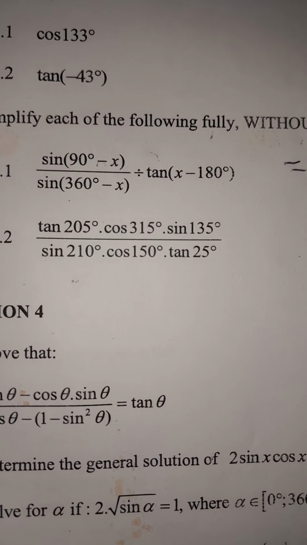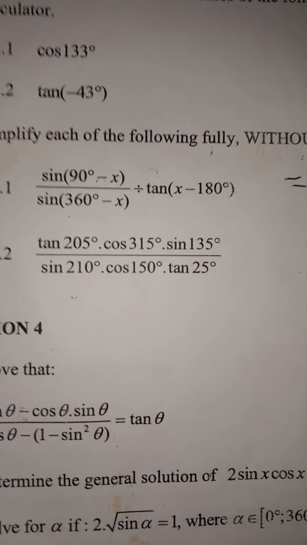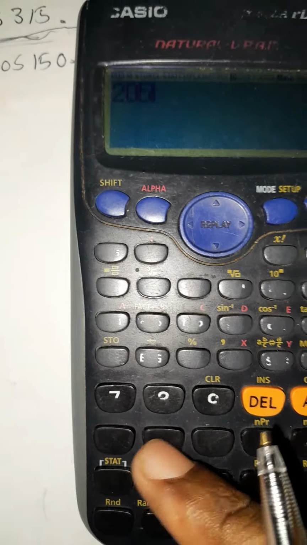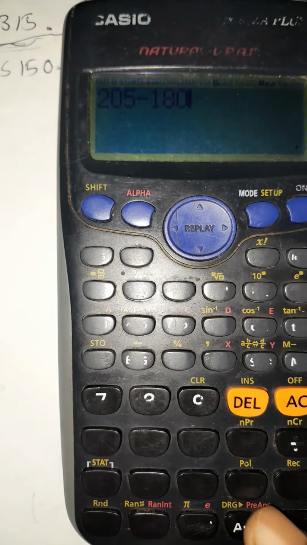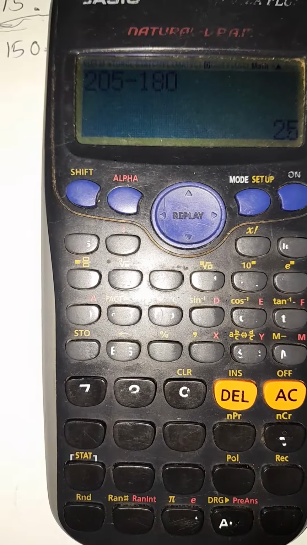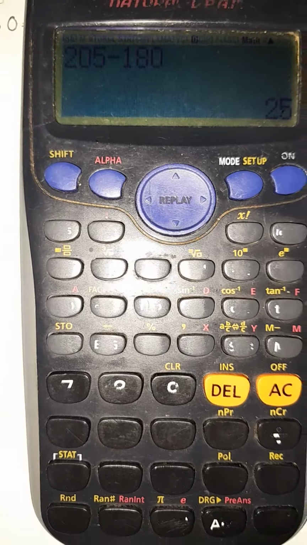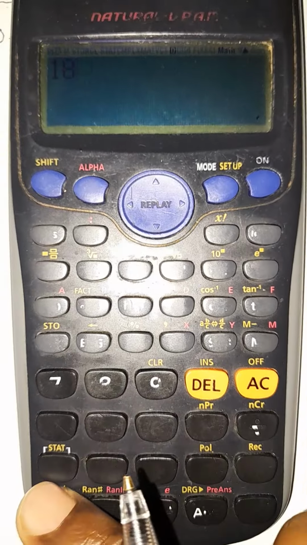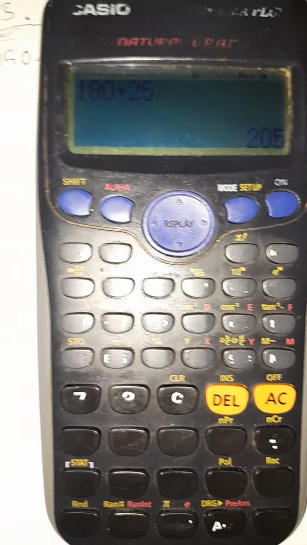Tan 205 and cos 315, and so on. Let's put this into practice. Let's start with tan 205. So we are going to subtract by 180 here. So actually we are reducing: 205 subtracted by 180, that is 25. Yes, so it's the same as 180 plus 25, so it's 205. So it's going to be tan of 180 plus 25.